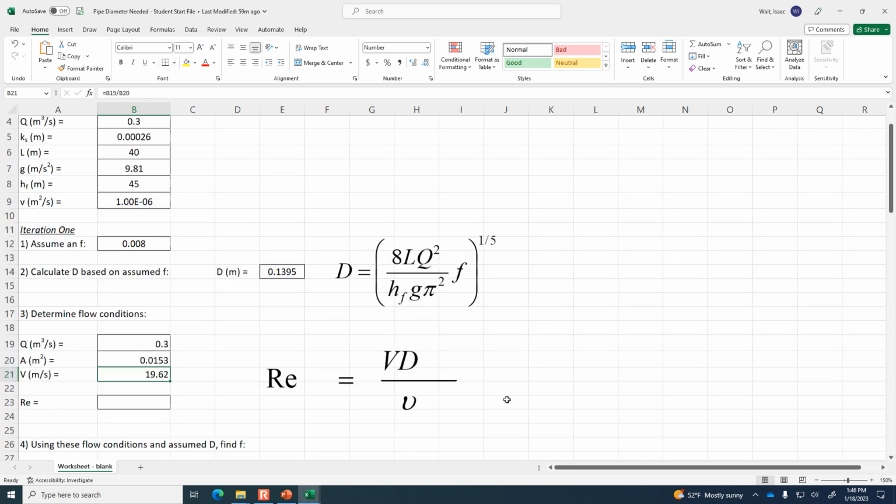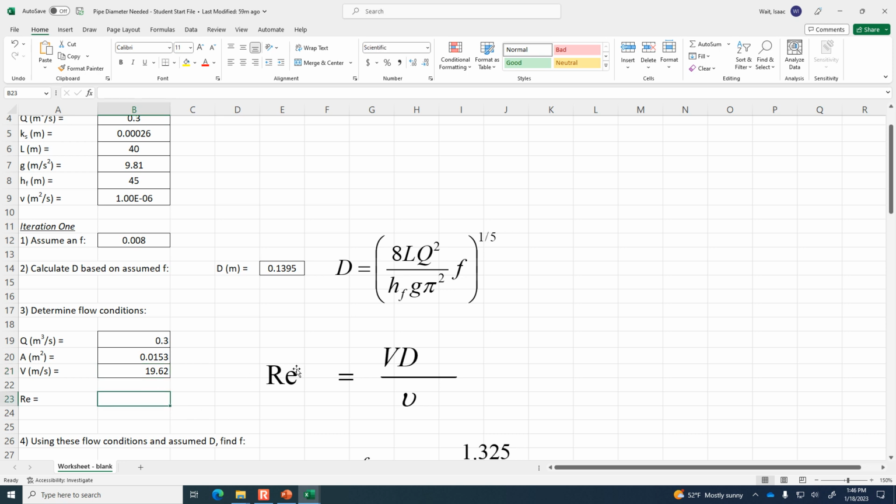Okay, and now if that's the velocity, what is the Reynolds number? The Reynolds number is the velocity times the diameter divided by the kinematic viscosity of water. I need to anchor the reference up there to the kinematic viscosity so it'll always stay the same. So 2.74 times 10 to the minus 6, 10 to the 6th.